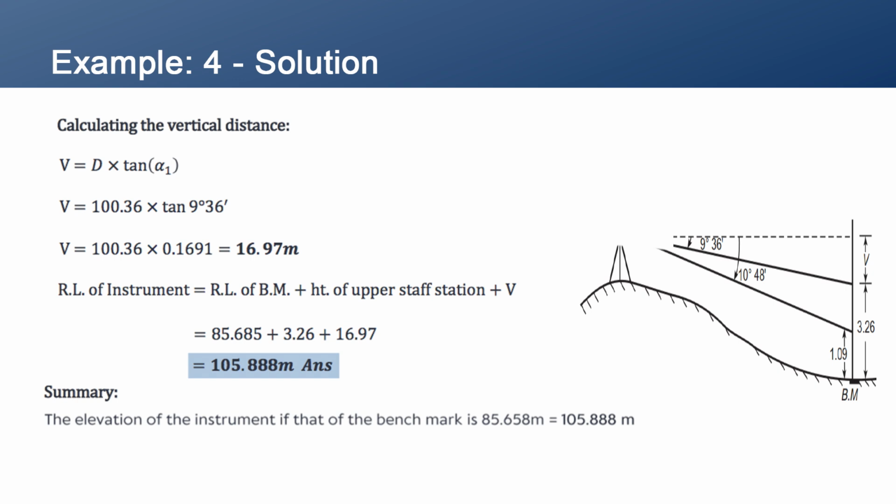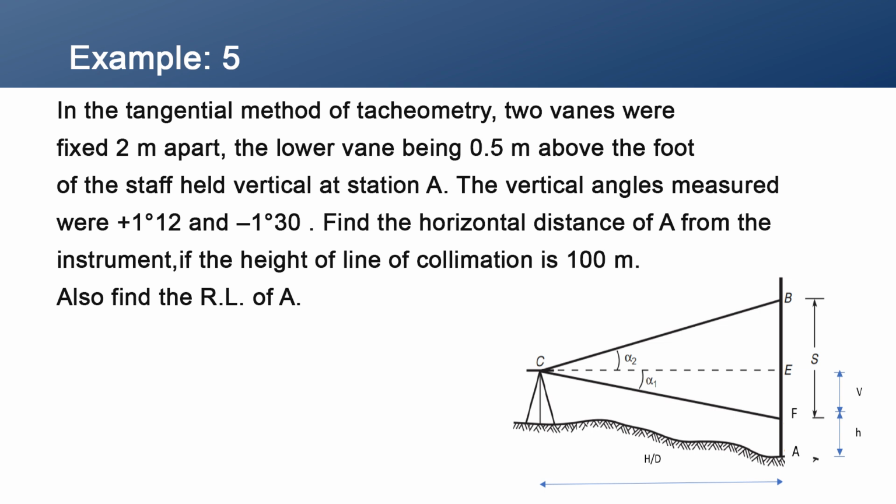104.888 meter. Moving to the next problem, in the tangential method of tachometry, two vanes were fixed 2 meter apart, the lower vane being 0.5 meter above the foot of the staff held vertical at station A.